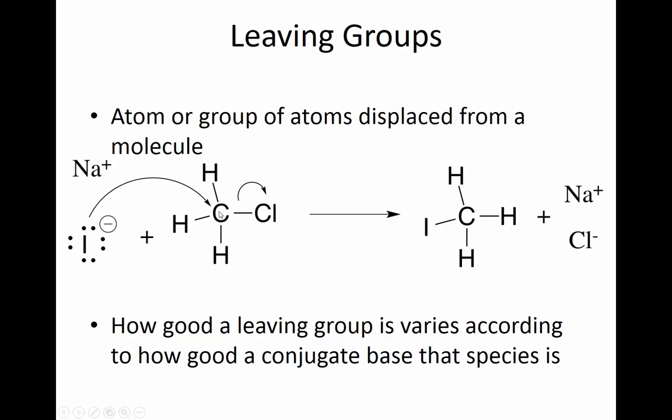It is donating electrons to this carbon, which then, the bond donates these electrons to the chlorine to form a chloride ion, and we get a substitution, this iodine for this chlorine here. So we started with sodium iodide, we end up with sodium chloride. And just how good a leaving group is varies depending on how good a conjugate base that species is. But in general, halides are good leaving groups.